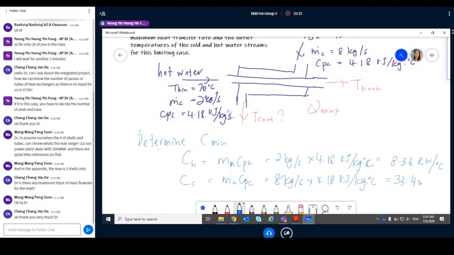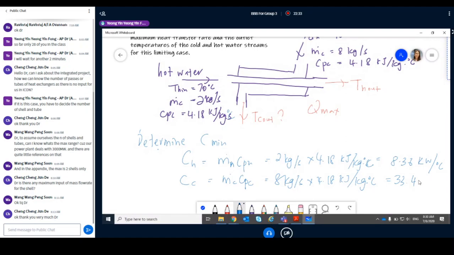Okay, then you do the substitution, with TH in as 70 minus 10, then you will get 501.6 kilowatt. Okay, all right. So after you get the Qmax, we are using Qmax as Q to calculate the TH out and also the TC out.